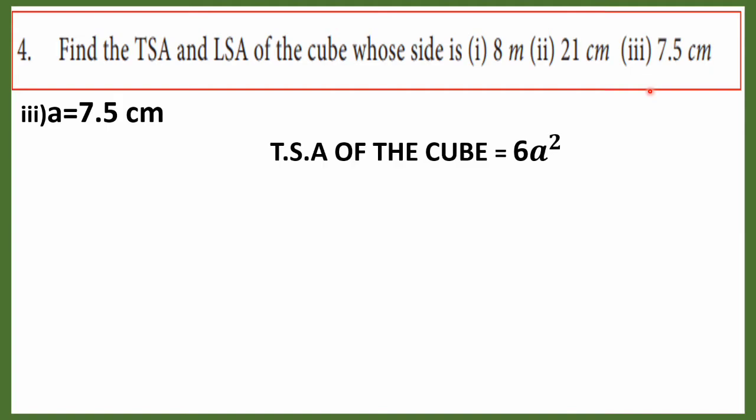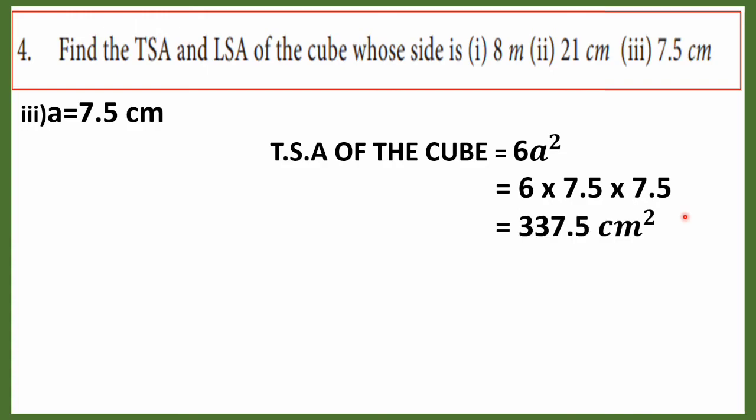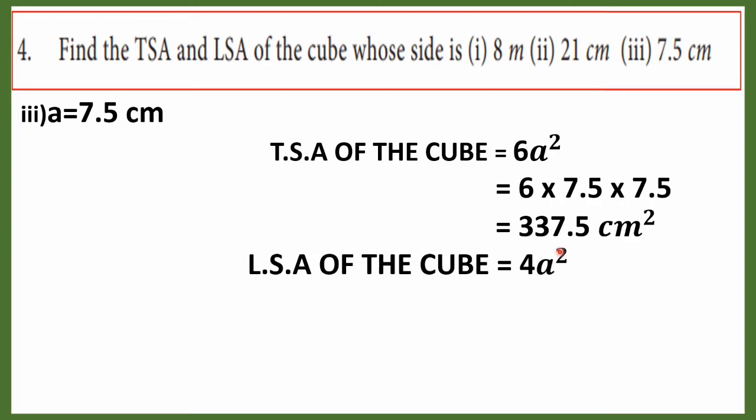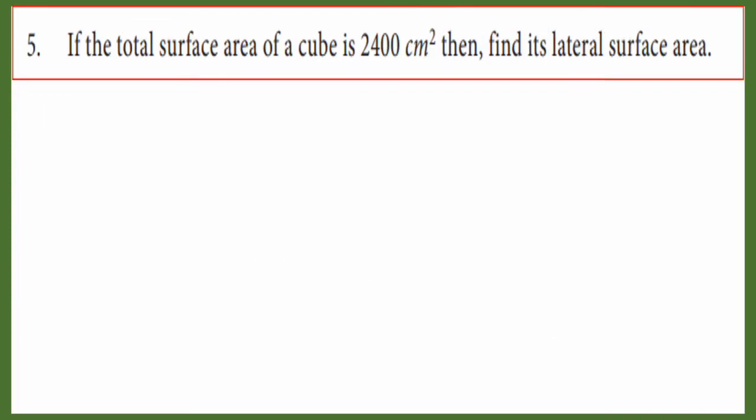We know total surface area equals 6a square. Here a square is given, so we write a 2 times. 6 into 7.5 into 7.5. After multiplication, we need to put the decimal place. So after simplification, we get 337.5 centimeter square. Lateral surface area of the cube equals 4a square. 4 into 7.5 into 7.5. Answer: 225 centimeter square.